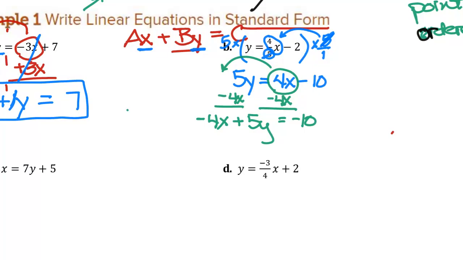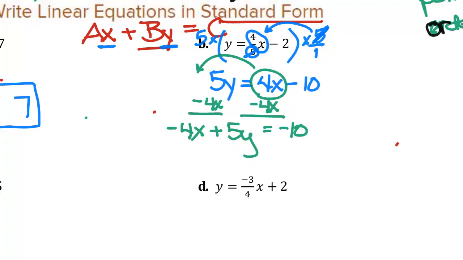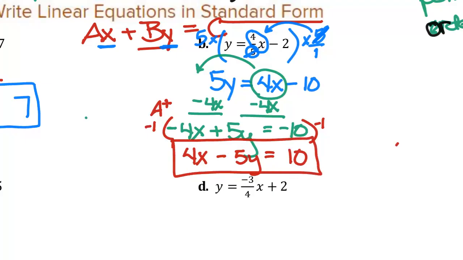So this looks pretty good, except I don't have my a positive here. I have a negative 4. Multiply everything by a negative 1. And that is going to change the sign of every term. So negative times negative is positive. Negative times a positive is negative 5y. And negative times negative here gives positive 10. And you end up with a nice standard form version. Isn't that pretty? No.